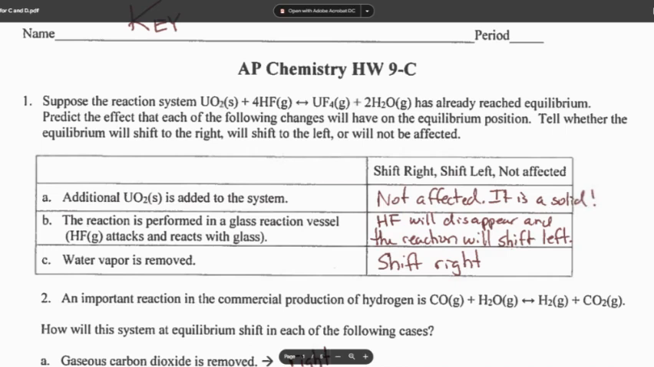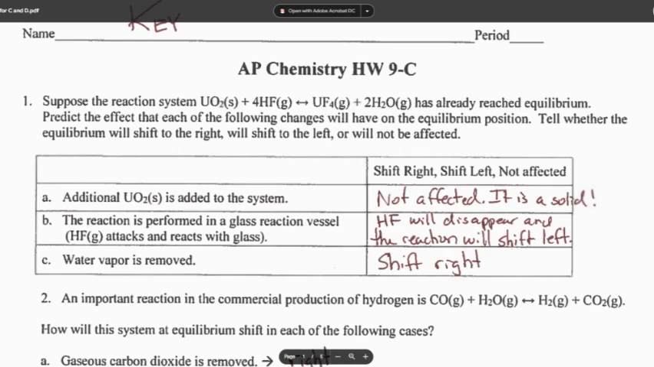All right. The reaction is performed in a glass reaction vessel, and HF attacks and reacts with the glass. That means that the HF is going to be going away. Well, if we lose the reactant, we're not going to be at equilibrium. The HF is gone, so the reaction is going to shift to reproduce the HF. Because in order for it to be equilibrium, it's got to be products over HF, the reactant. With the HF gone, the reaction shifts and reproduces that HF, so it's going to shift to the reactant side or the left.